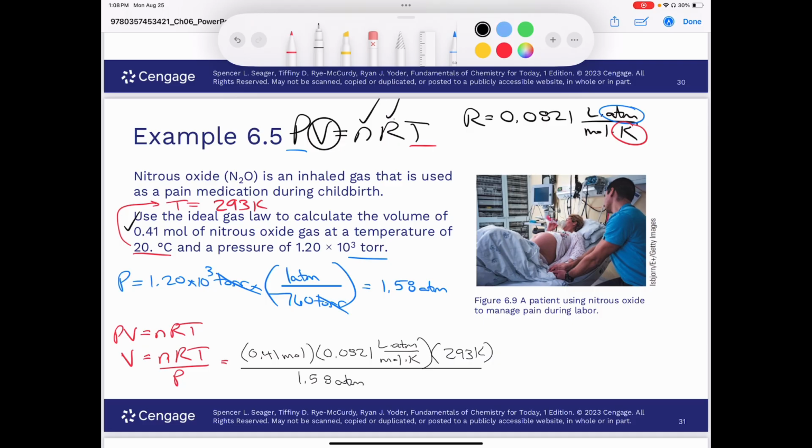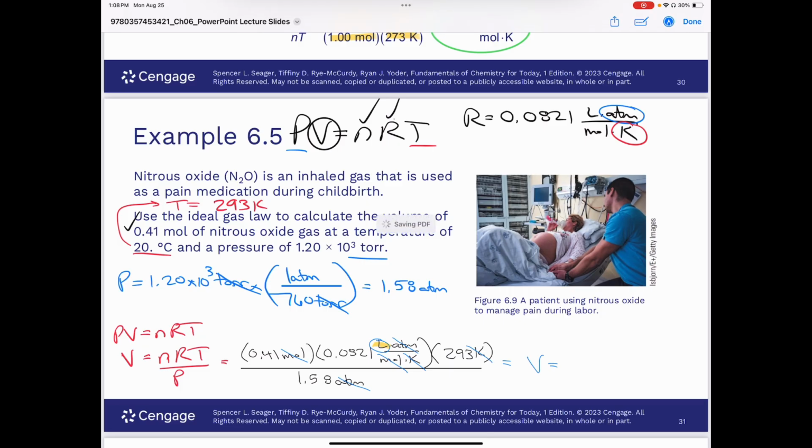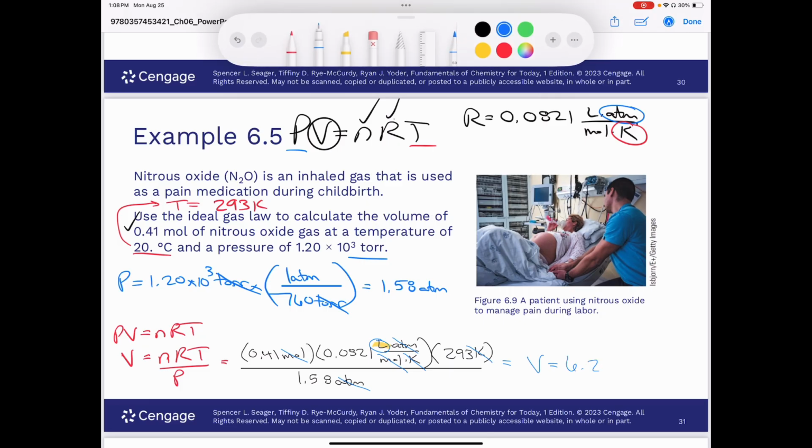And look at this. It's not magic. Check this out. Look, moles and moles cancel. Atmospheres and atmospheres cancel. Kelvin and Kelvin cancel. And I'm left over with what? I'm left over with liters, the unit I am looking for. And so when I punch all this into my calculator, I get my volume is equal to 6.2 liters. And there you have it.